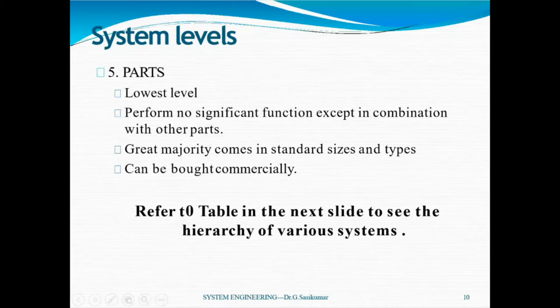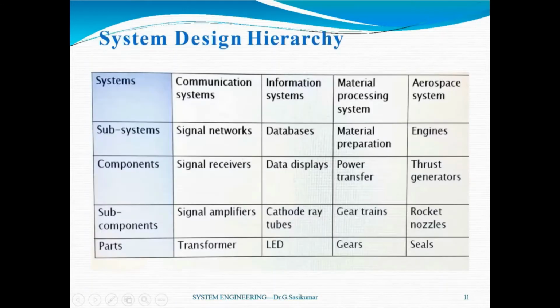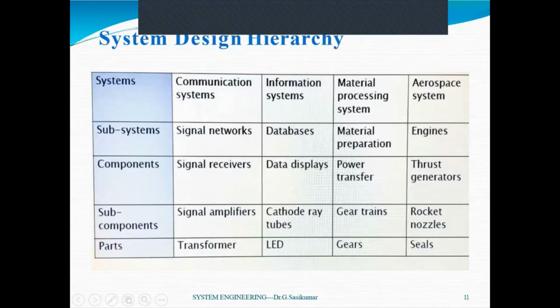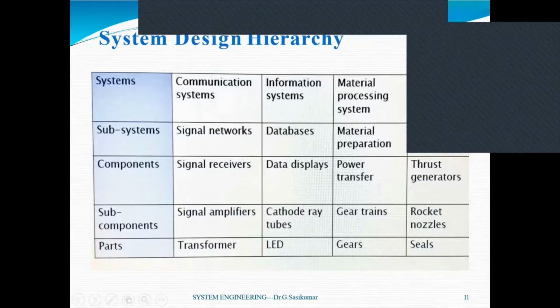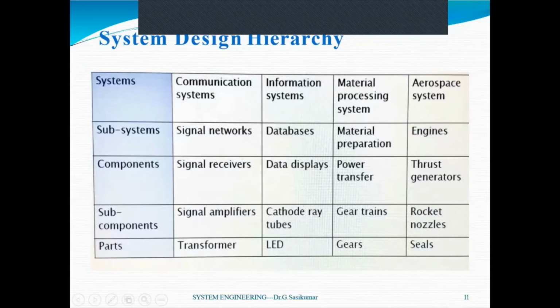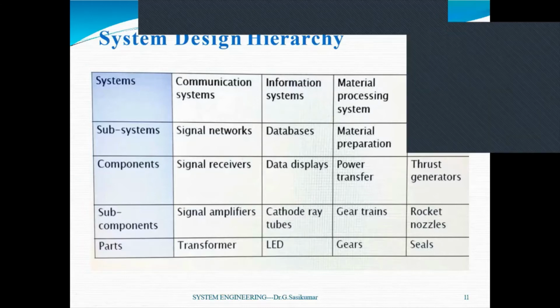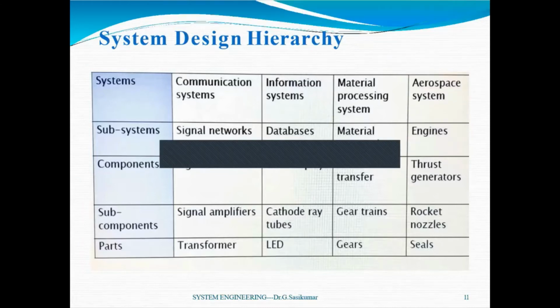These are the lowest level and can be purchased commercially. So this is a typical final structure of the design hierarchy, and we'll see some examples and wind up. Take a system, for example, a communication system. There are four systems here: communication system, information system, material processing system, and aerospace system. We'll see them one by one, and you will get clarity. So what is the system design hierarchy?